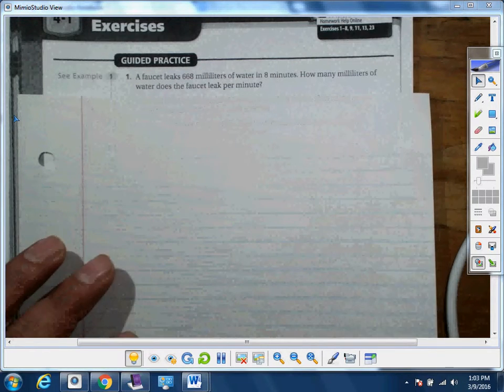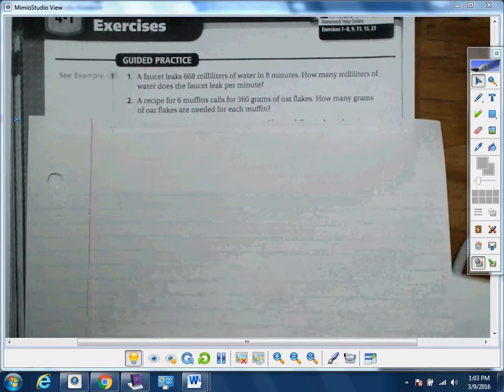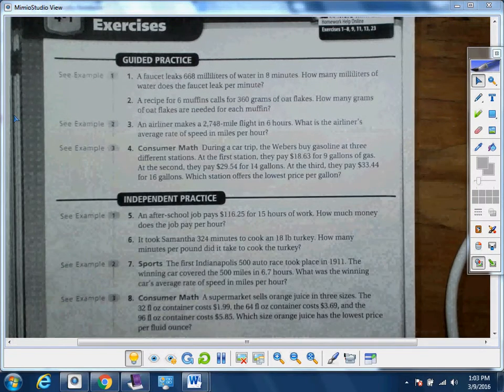Okay, so we're going to take a look at number 1, and we're going to work through this one together. Well, actually, I'm going to work you through this one, and we will work on the second one together. So I'm going to do an I do, and then we're going to do a we do, and then we're going to do a you do.